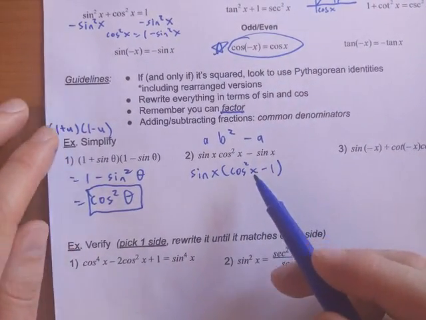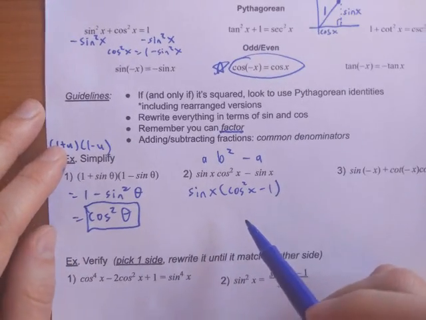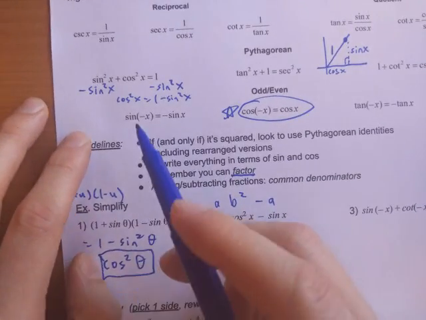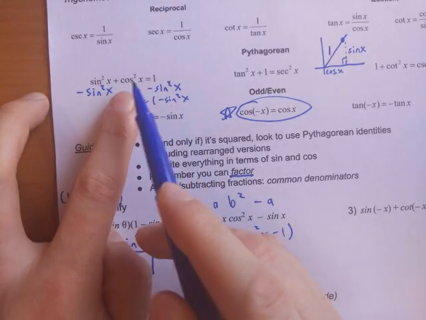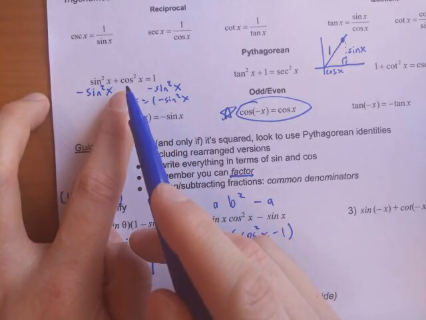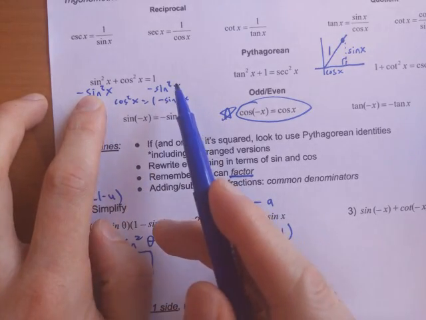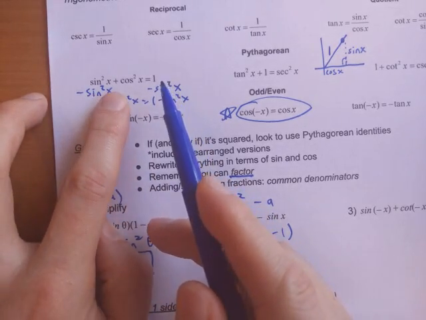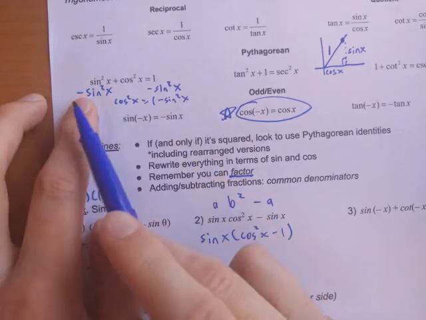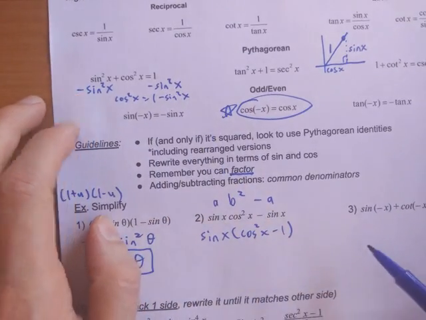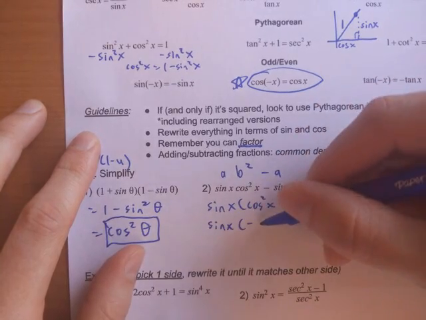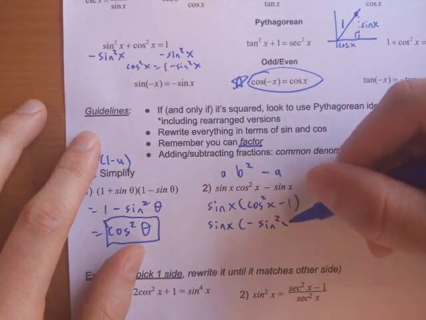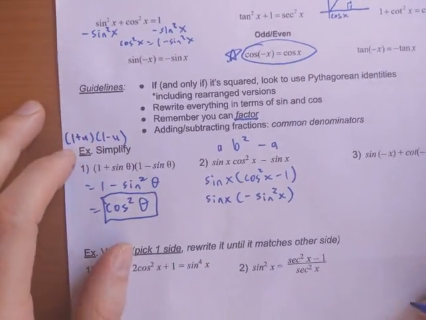And again, we've got this squared here, so that tells us we might be able to use a Pythagorean identity. Just be really careful when you rearrange these here. If I do cosine squared minus 1, if I subtract the 1 to the left side, I have to subtract the sine to the right side again. So cosine squared minus 1 is going to be negative sine squared, not just sine squared. So I'll have sine x times negative sine squared x.